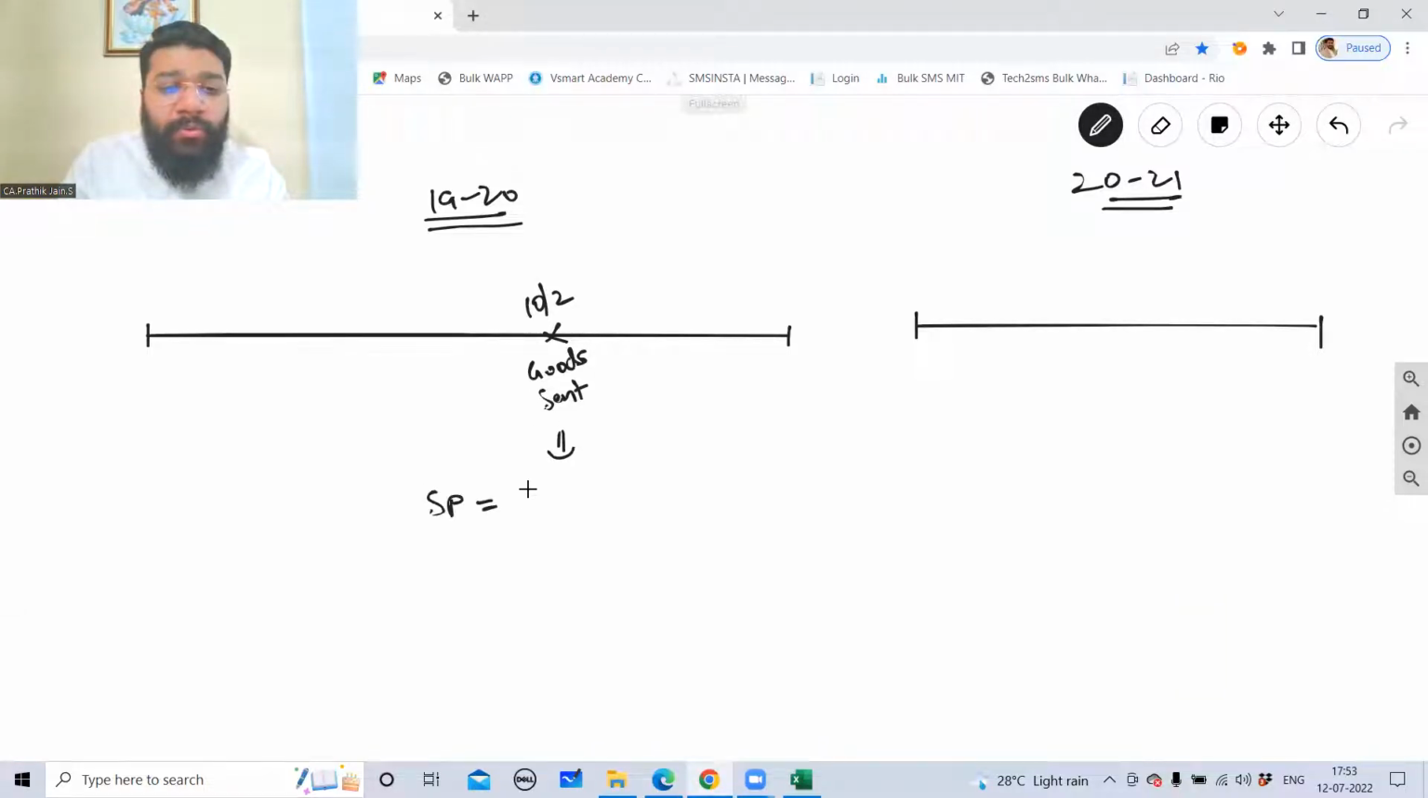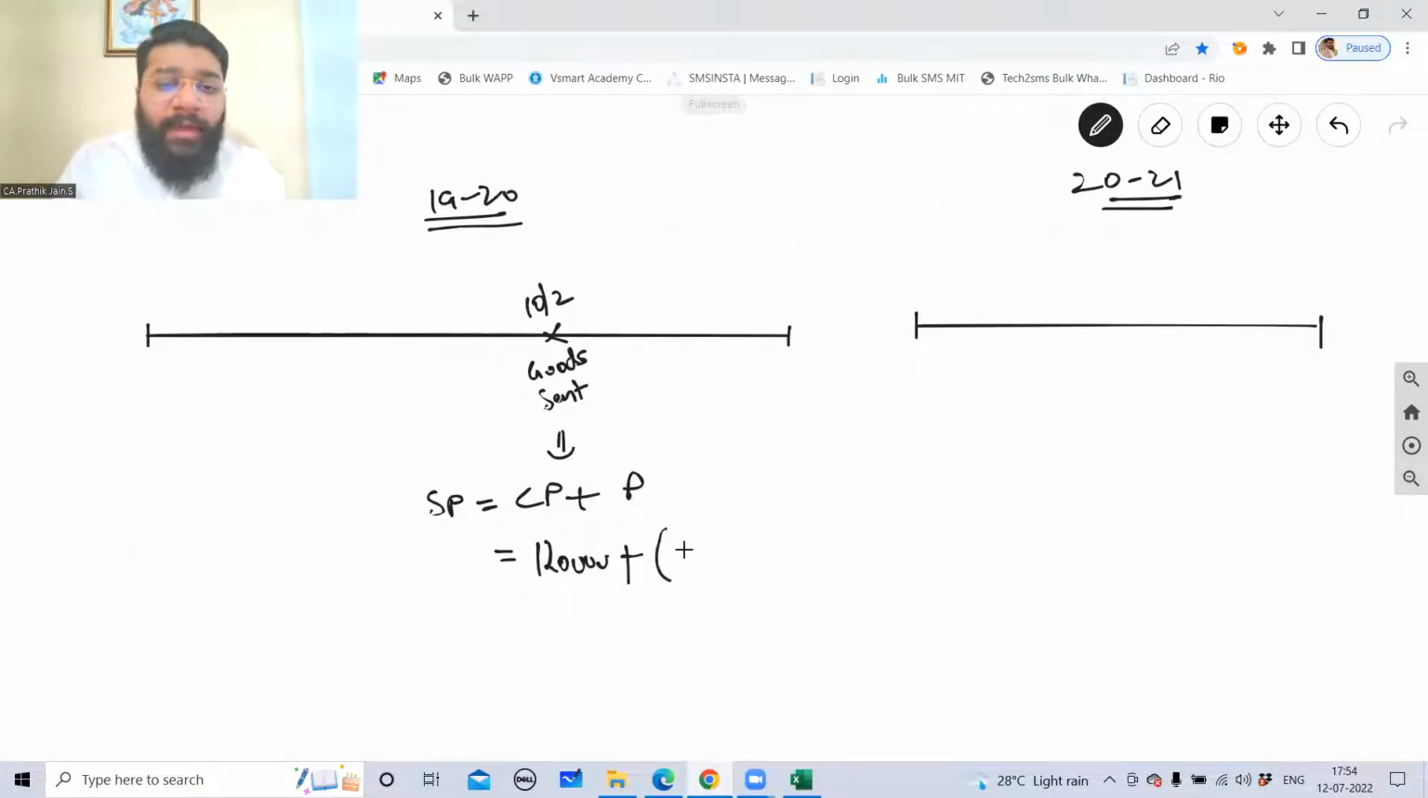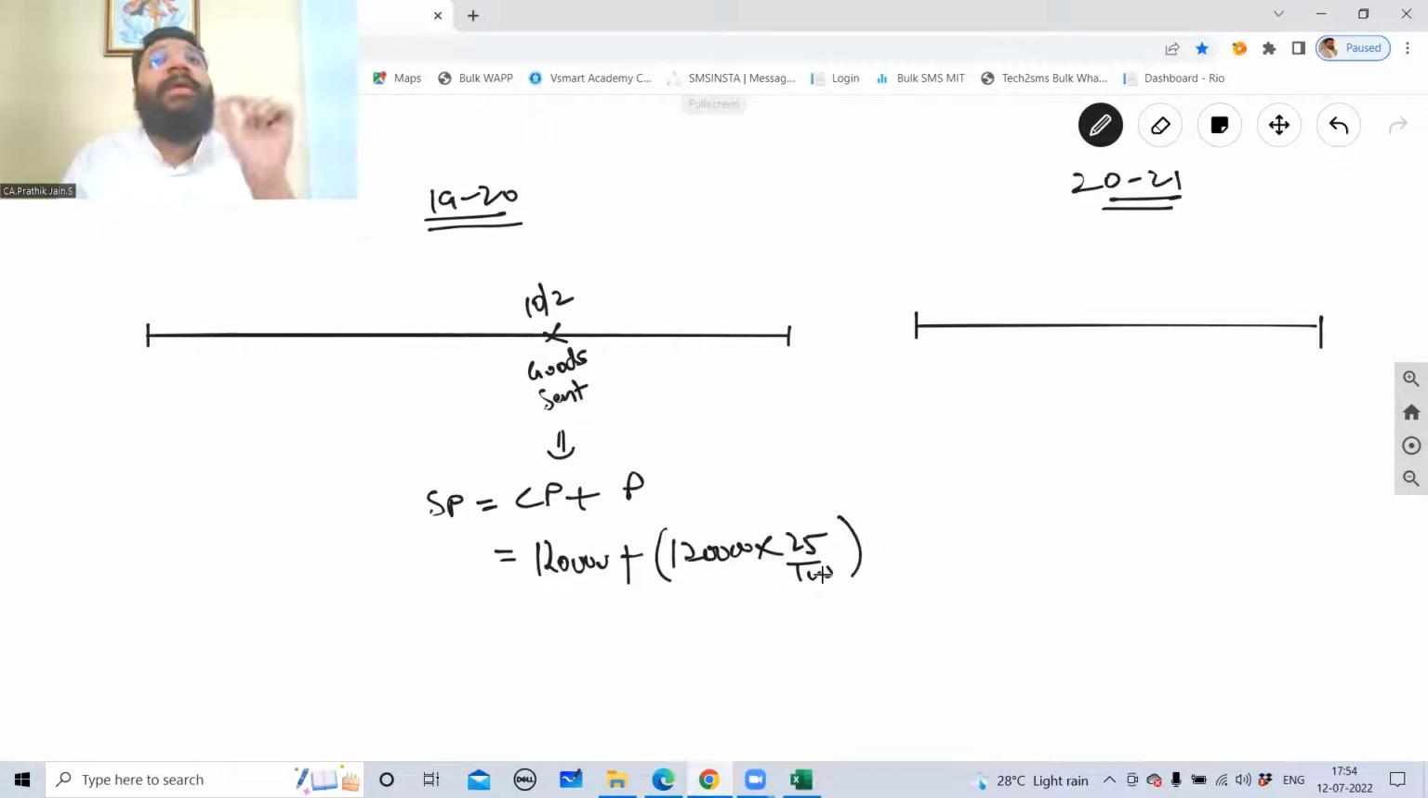Sale price is equal to cost price plus profit. Correct? Cost price is how much? 1,20,000 rupees. Profit, guys, is 25% on cost. This 25% is on cost and this 1,20,000 is also cost. Can I say both are related to each other? If I multiply both, can I get the profitability? Yes. So how do I get my profit? 1,20,000 is my cost price, and 25% on the cost, that is 25 by 100 of the cost, is my profit.